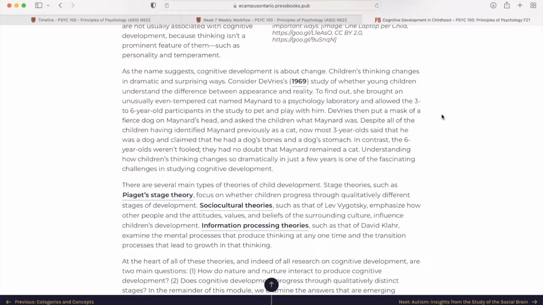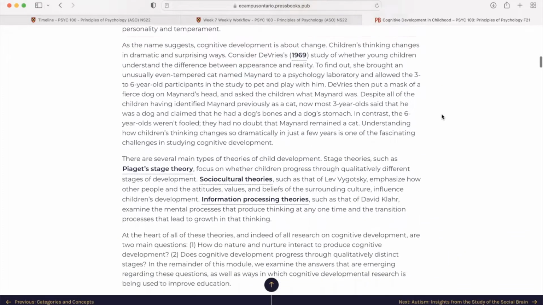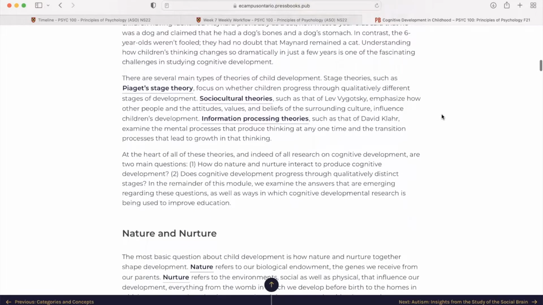Understanding how children's thinking changes so dramatically in just a few years is one of the fascinating challenges in studying cognitive development. There are several main types of theories of child development. Stage theories, such as Piaget's stage theory, focus on whether children progress through qualitatively different stages of development. Sociocultural theories, such as that of Lev Vygotsky, emphasize how other people and the attitudes, values, and beliefs of the surrounding culture influence children's development.